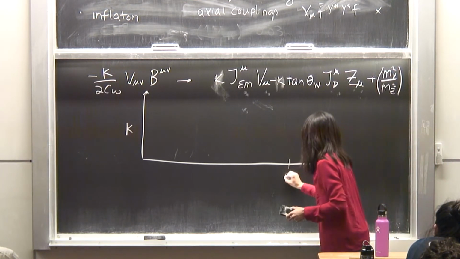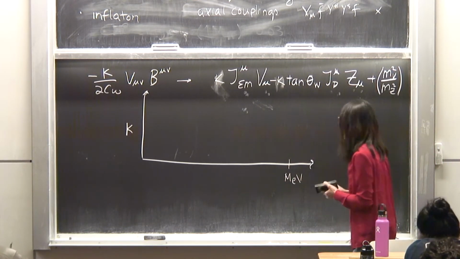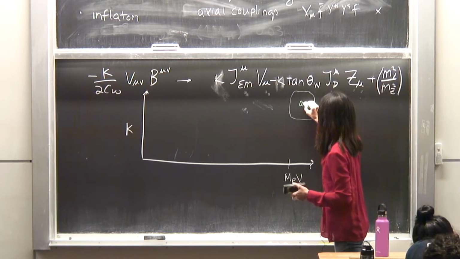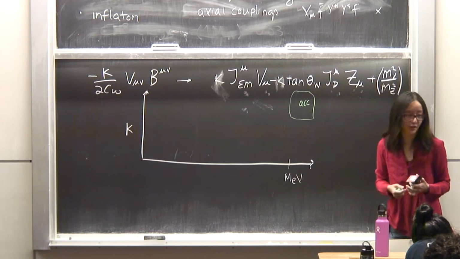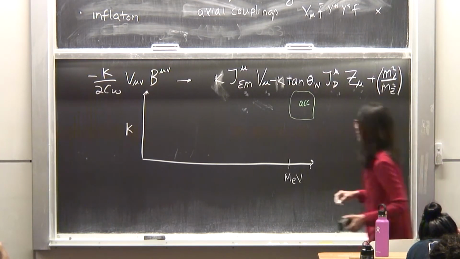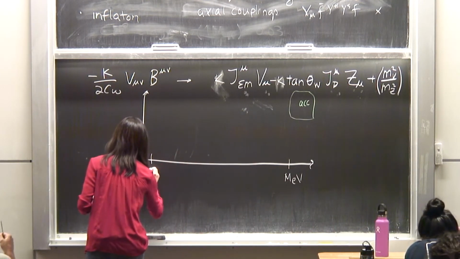So above about an MeV, that's where most of our collider or accelerator things become relevant. We can look for things like directly decaying into e plus e minus. I'm going to go all the way down to 10 to the minus 16 eV.